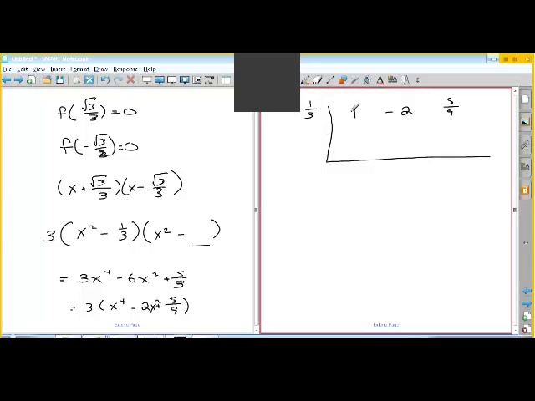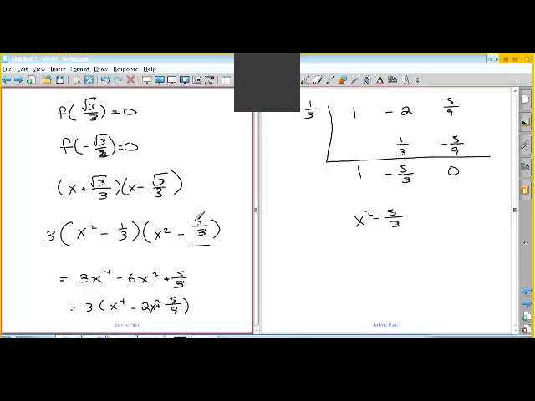If you don't completely understand this, don't worry. Otherwise, we'd have to use long division, which is still fine. So let's see if this works. You bring 1 down. 1 times 1/3 is 1/3. Add these two together, and you get negative 5/3. Negative 5/3 times 1/3 is negative 5 ninths. You add them together, you get 0. And so this term is going to be x squared minus 5/3.